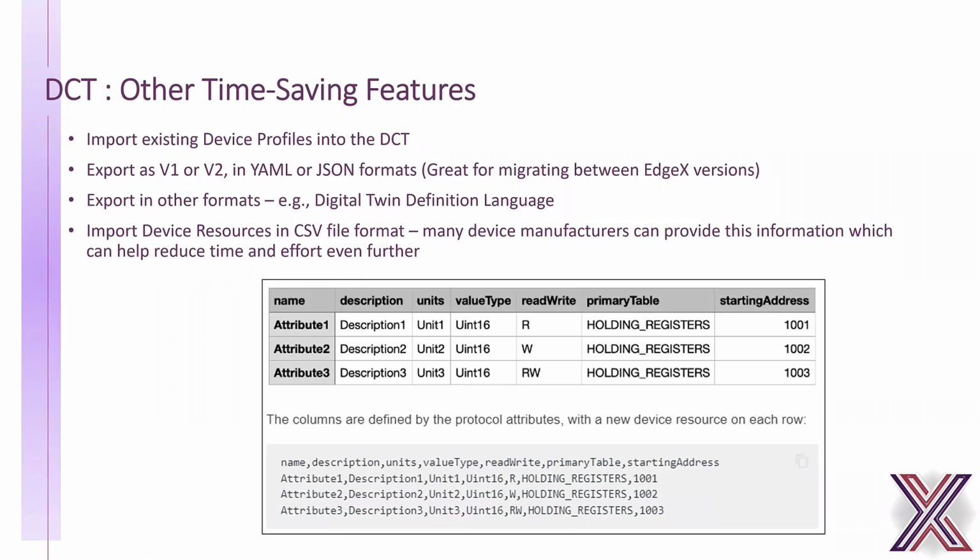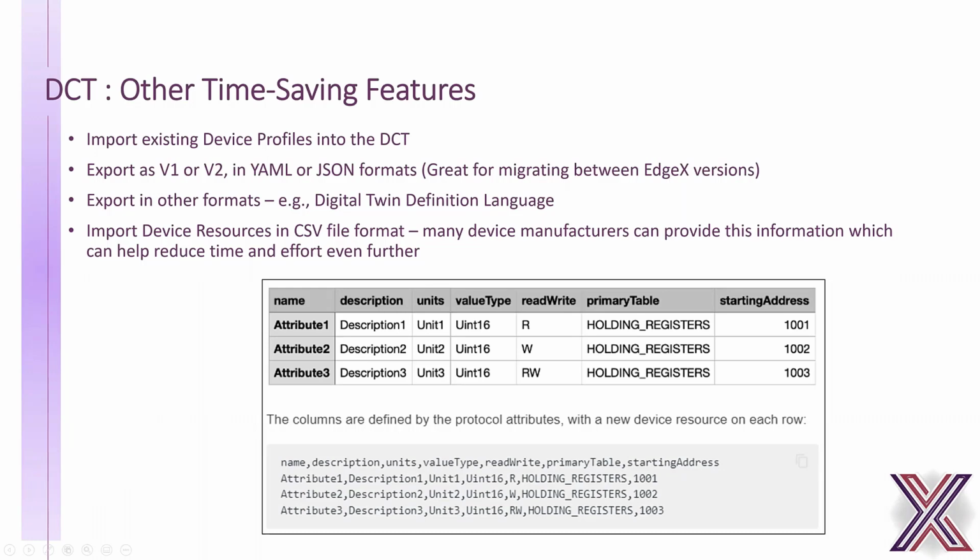Often, whilst the tool can be really helpful in mitigating errors, if you have a lot of them, you've still got to sit there and spend quite a lot of time creating these profiles. Some device manufacturers can provide this information in a more structured format. So for example, a CSV file or another script. You could write a simple script that would generate a CSV file format, for example, for your device, and then import those device resources en masse, and then they're available.